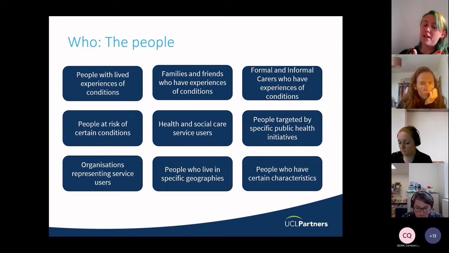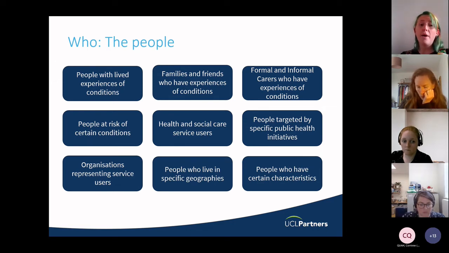So some ways you might think about grouping people is around their lived experiences of specific conditions. That might very well be people who have the conditions themselves, or it could be families and friends, or it could be formal or informal carers. All of these people have really different insights and perspectives on the health and care journey, and depending on what you're trying to do, they might bring different insights to the table.